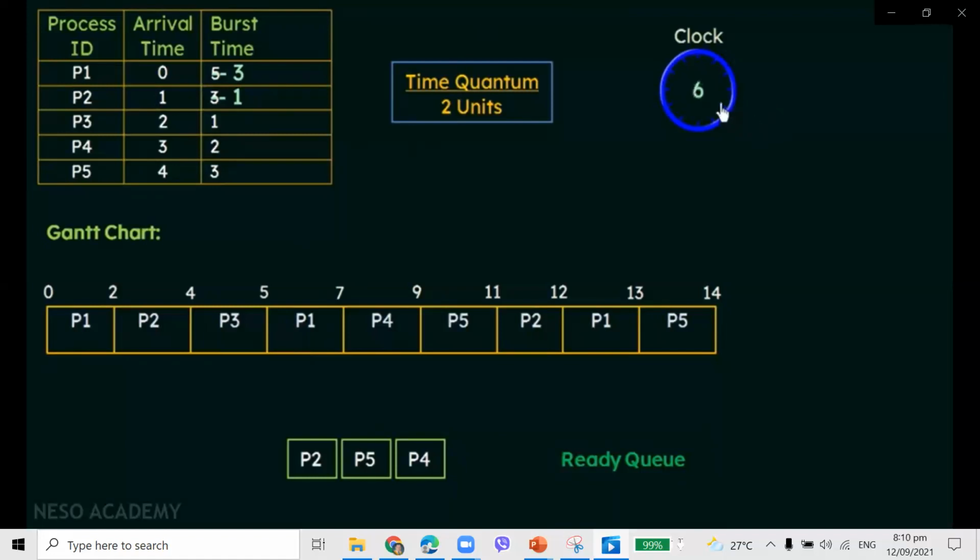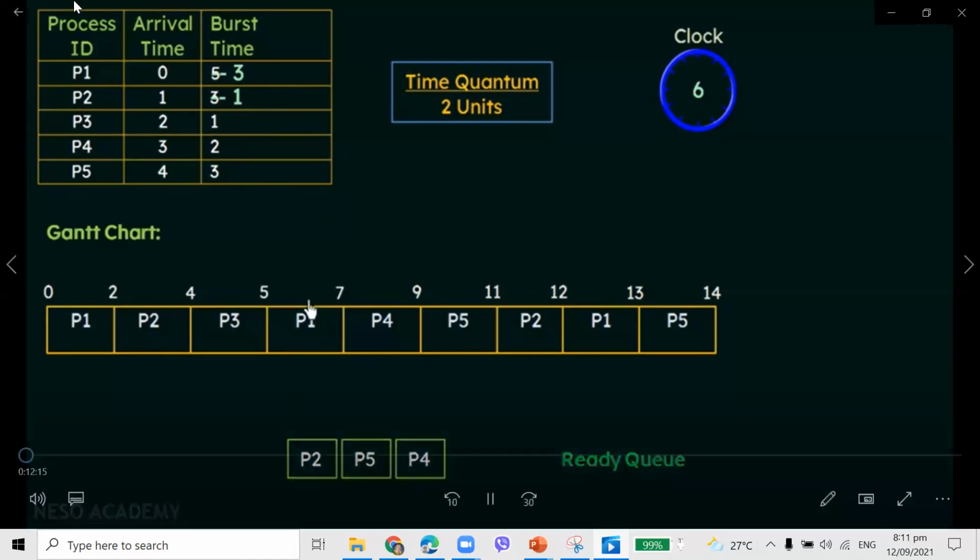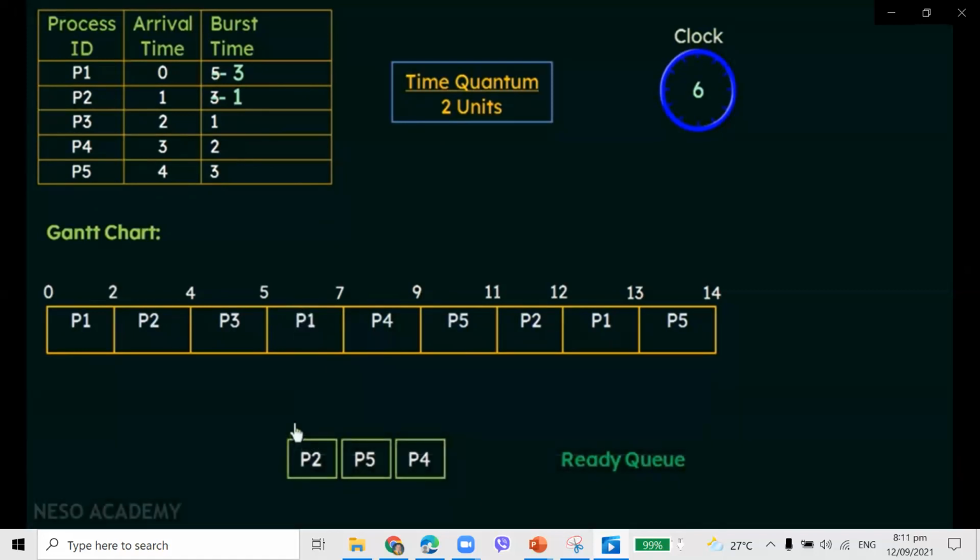So the next unit of time is 6. So at the 6th unit, what happens? There are no new processes arriving, and P1 is using the CPU. P1 needs to use it for 3 units of time, but is allowed for only 2 units, which is the time quantum, and the time quantum has not yet expired because P1 started its execution at 5 units and it will be allowed to execute up to 7 units. 5 plus 2 is 7. So at the 6th unit of time, nothing much happens. It's just P1 continuing its execution and these processes still waiting in the ready queue. Now let's go to the next unit of time.